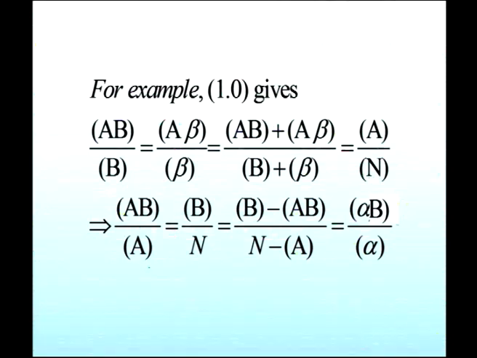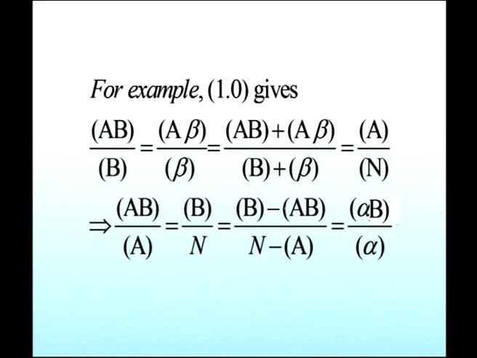Similarly, AB by A is equal to B by N. We started with AB by B is equal to, we got A by N. Similarly, if you have AB by A, you will have B by N. Then subtracting the proportions, B minus AB is divided by N minus A. This kind of proportion addition and subtraction is possible according to the law of proportions. B minus AB gives you αB by N minus α is α.